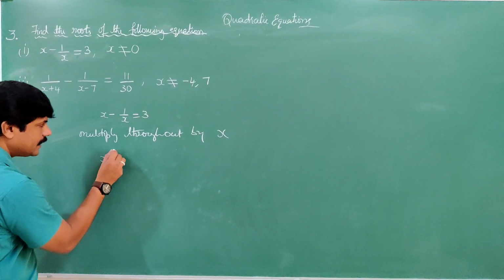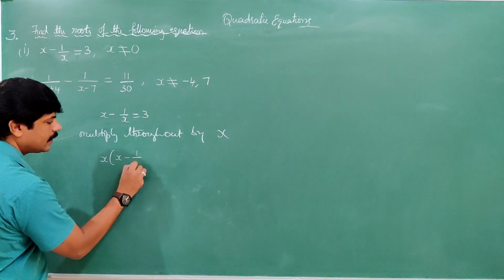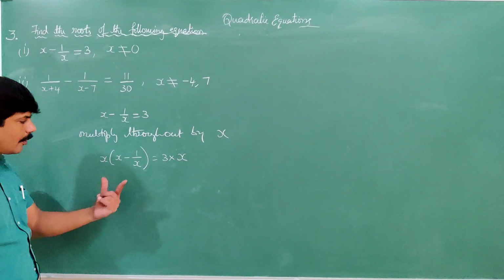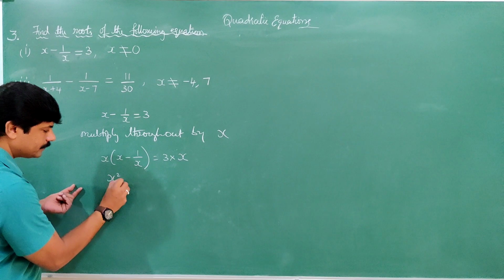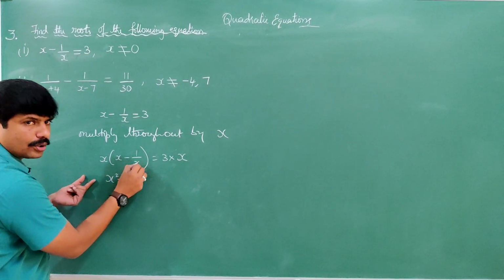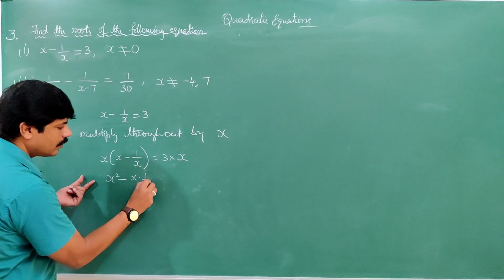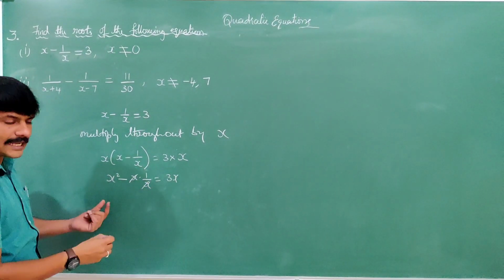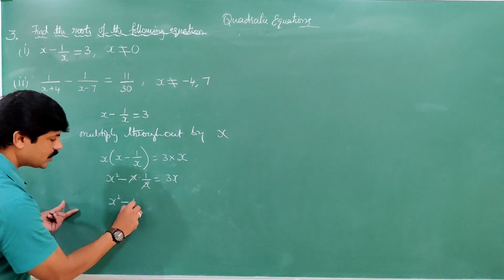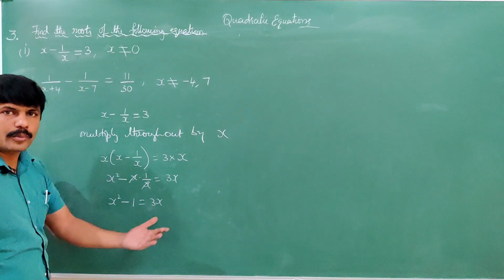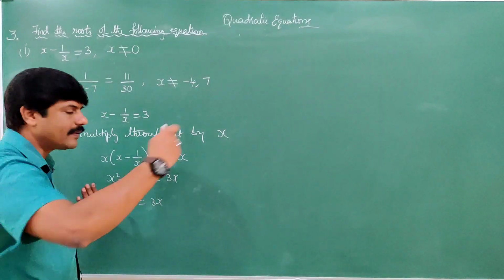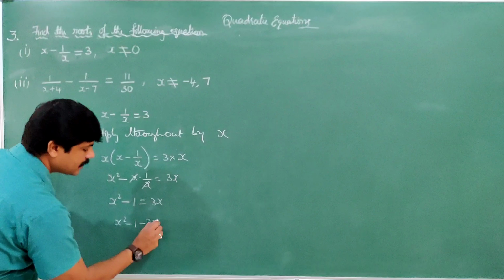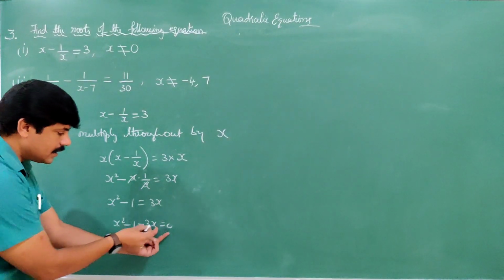That means x into x minus 1 by x is equal to 3 into x. Now multiply x into x, x square, minus x into 1 by x, which cancels out, is equal to 3 into x is 3x. So x square minus 1 is equal to 3x. Now bring everything to one side and equate with 0 to make a quadratic equation. x square minus 1 minus 3x equals 0.